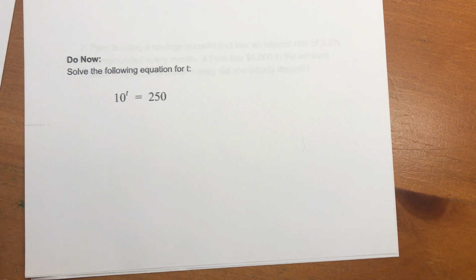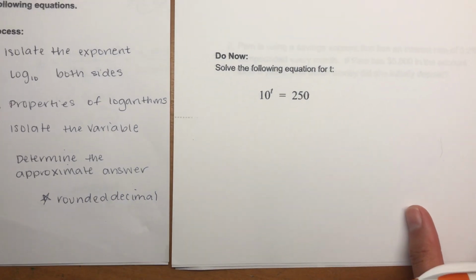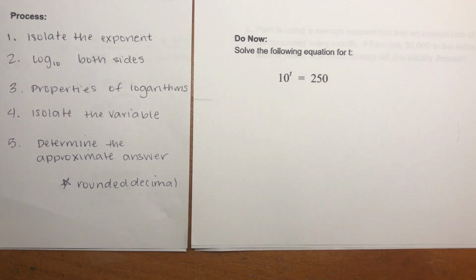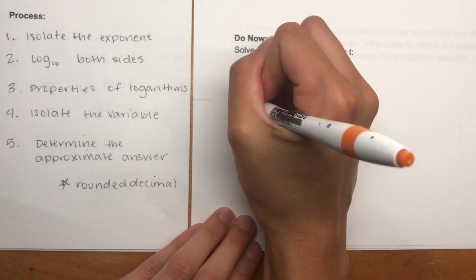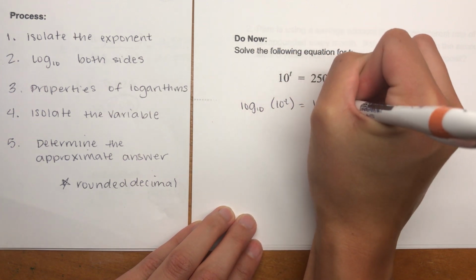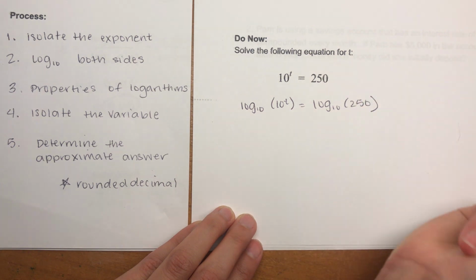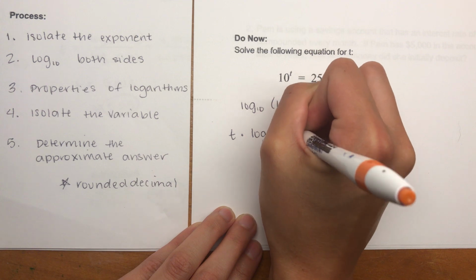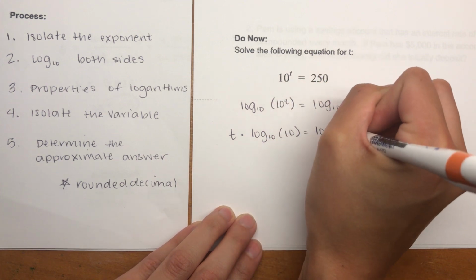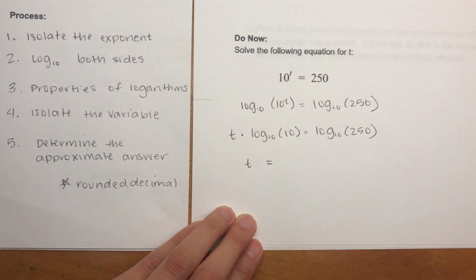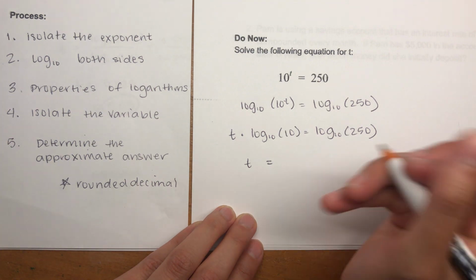Okay, so you should have completed that by now, and I'm going to bring back our process from yesterday just to review what we're doing here. This is what you should already have on your paper. I'm going to go through this quickly. Isolate the exponent, done. Logarithm base 10 of both sides. Then I'm using my properties of logarithms, bringing that exponent to the front. I have log base 10 of 10 equals the log base 10 of 250, and I know log base 10 of 10 is 1. So 1 times t is just t.